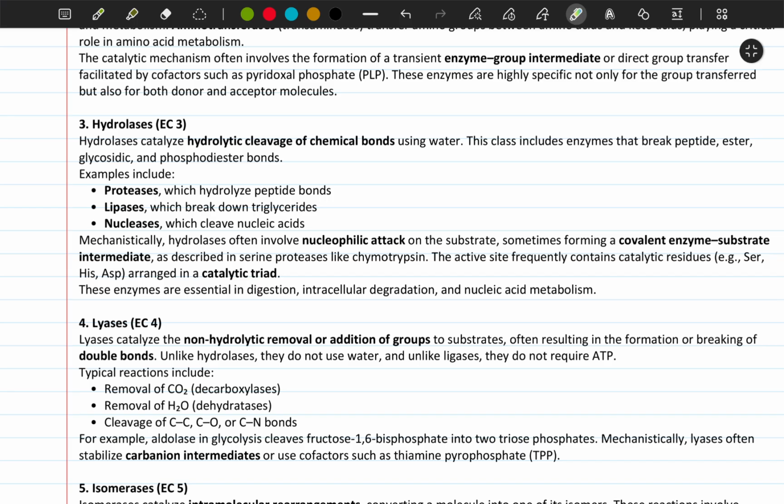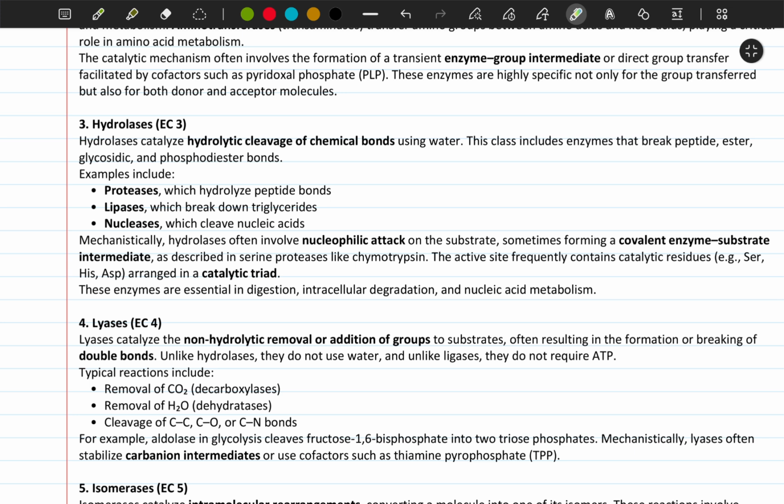Mechanistically, hydrolysis often involves a nucleophilic attack. Hydrolysis involves a nucleophilic attack on the substrate, sometimes forming a covalent enzyme-substrate intermediate, as described in serine proteases like chymotrypsin. Wow. Chymotrypsin is a hydrolase. Wow.